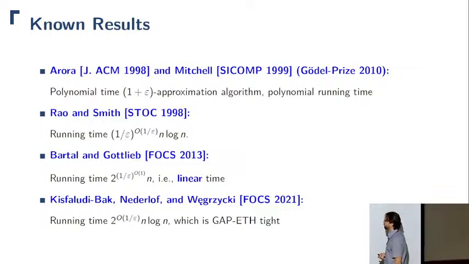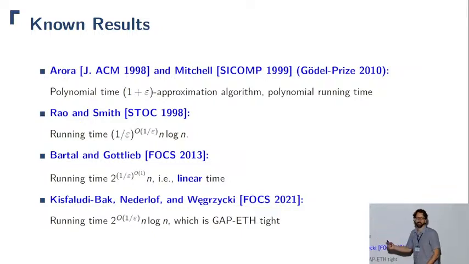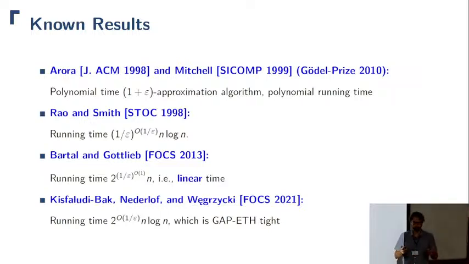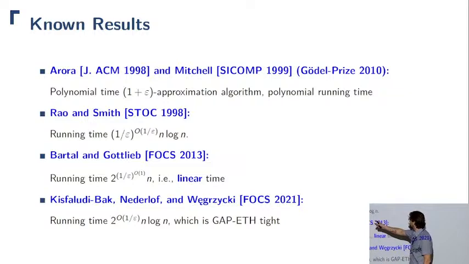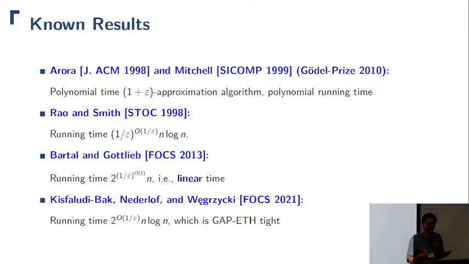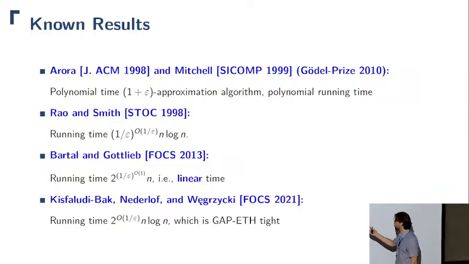Rao and Smith had an approach based on, I'm missing the word right now. They got (1 over epsilon) to the 1 over epsilon times n log n, so they improved the running time a lot. So this was an important work that also had influence afterwards.